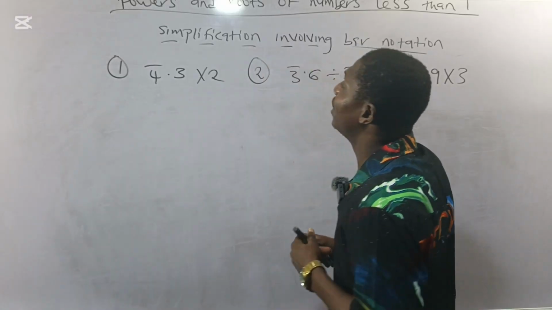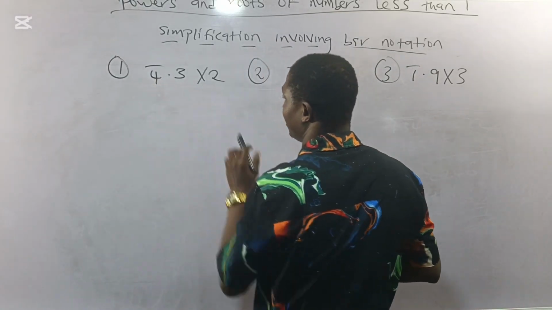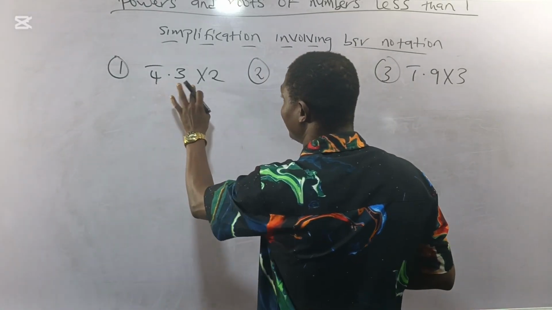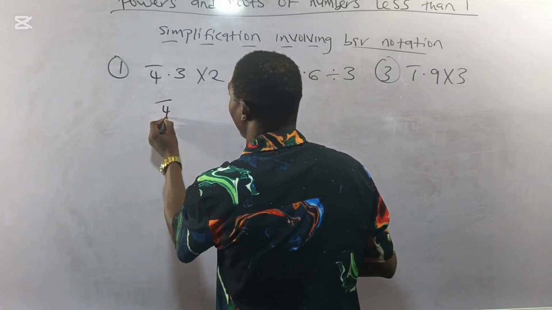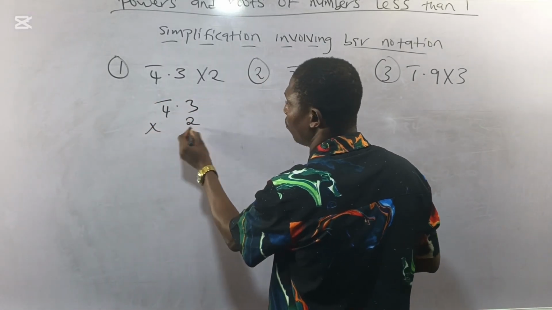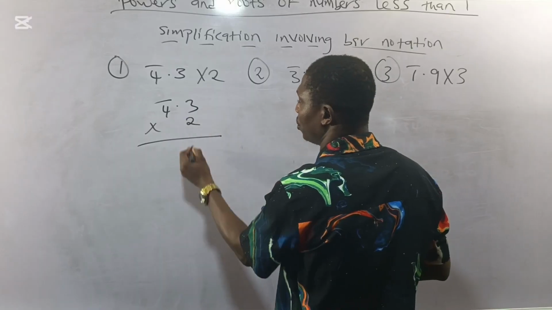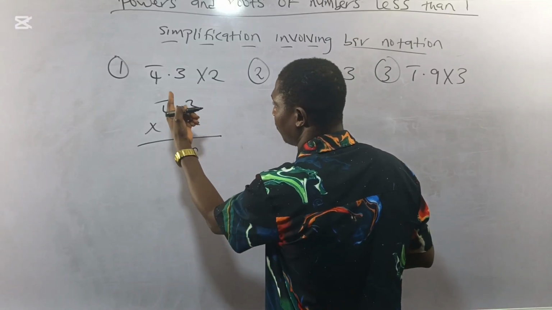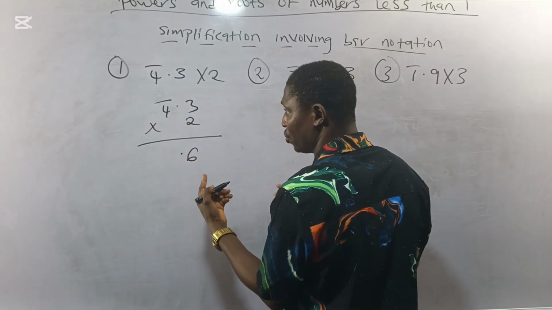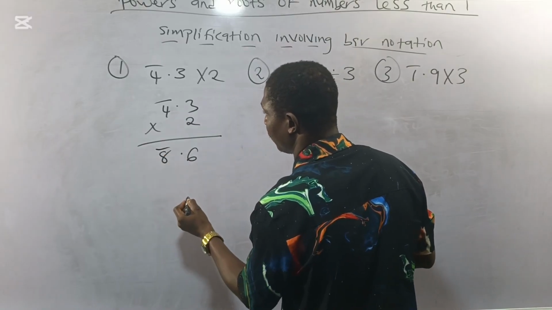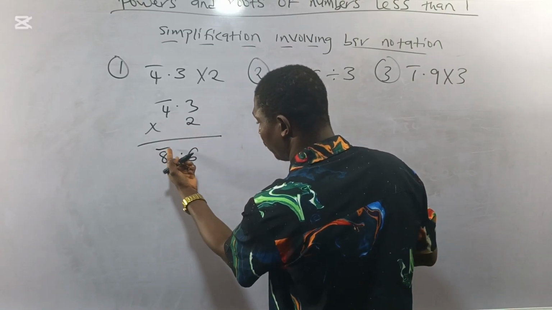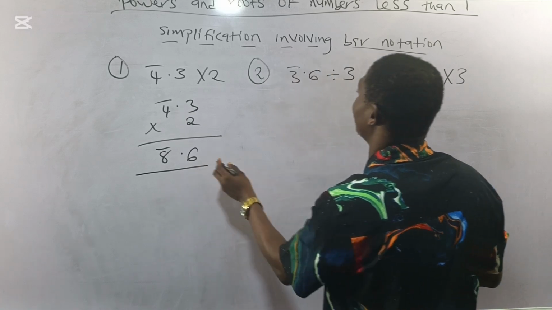So let's start. If we have bar 4.3 multiplied by 2, how do we resolve this? We simply have our bar 4.3 multiplied by 2. 2 times 3 is 6. And bar 4 times 2 is simply minus 8, giving me bar 8. Bar 4 times 2 will give me bar 8. And this is our answer.